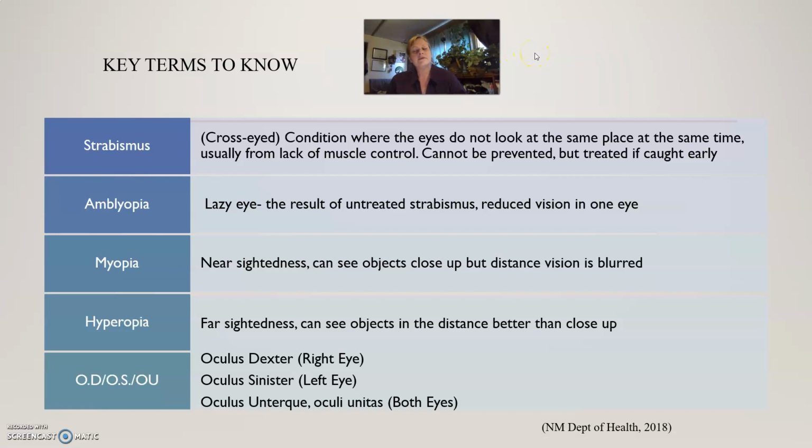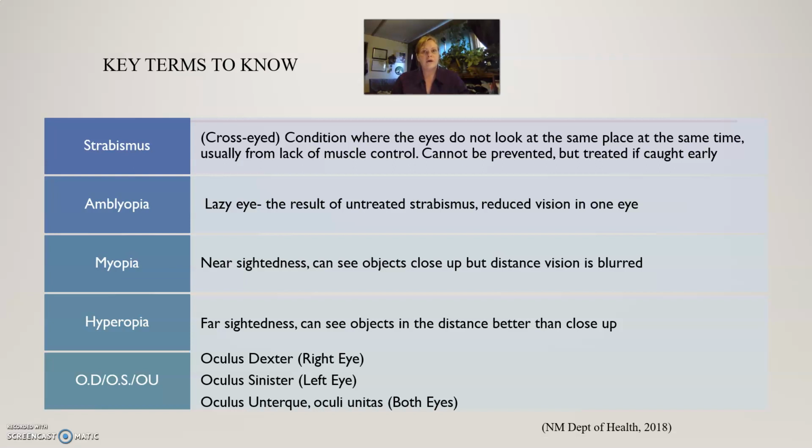Some of the key terms that we should know: strabismus, what we call cross-eyed, a condition where the eyes do not look at the same place at the same time, usually from a lack of muscle control, cannot be prevented but treated if caught early. Amblyopia, lazy eye, the result of untreated strabismus, reduced vision in one eye. Myopia is our term for nearsightedness. Hyperopia, our term for farsightedness.